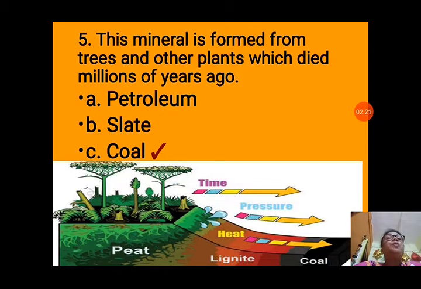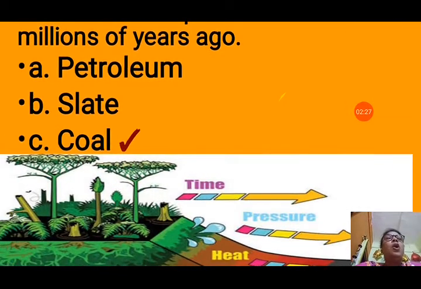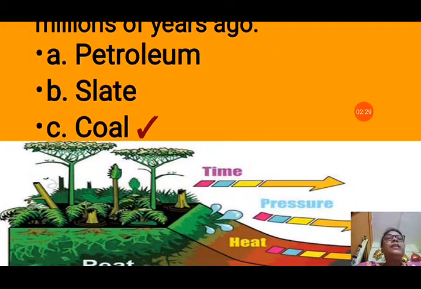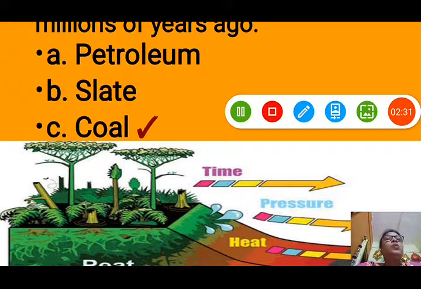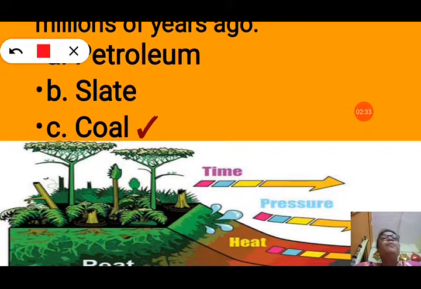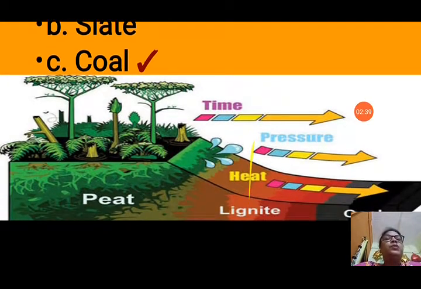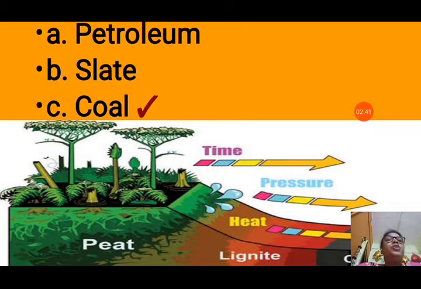This mineral is formed from trees and other plants which died millions of years ago. The options are petroleum, slate, coal. We know that coal is formed from trees over millions of years. You can see the picture also; in this picture you can see how coal is formed from vegetation, that is trees and all green vegetation. Next question.